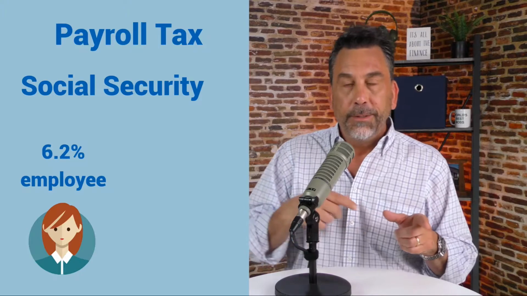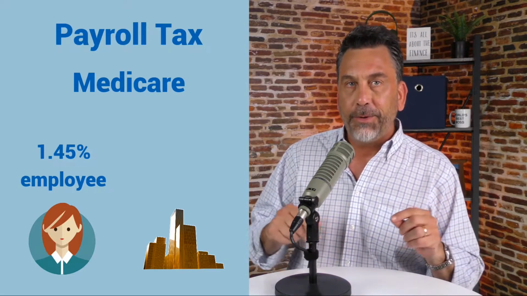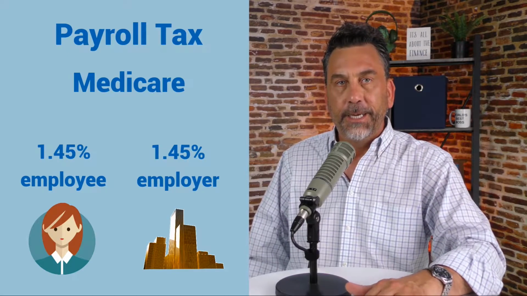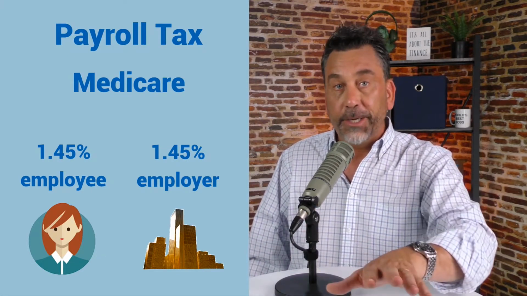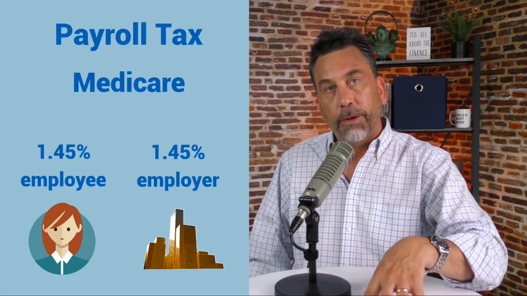Well, if you've ever been an employee of a company, you probably were aware that there were a lot of deductions from your paycheck, right? Federal tax, state tax, and payroll tax. That payroll tax consisted of Social Security, which is 6.2% paid by you and 6.2% paid by the company, as well as Medicare tax, 1.45% paid by you, 1.45% paid by the company. So, since you are in business for yourself, you pay the full amount, which comes to that 15.3%, right?